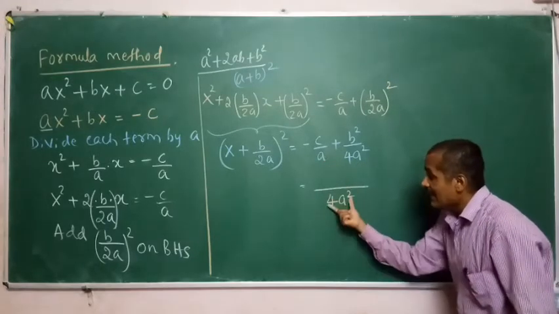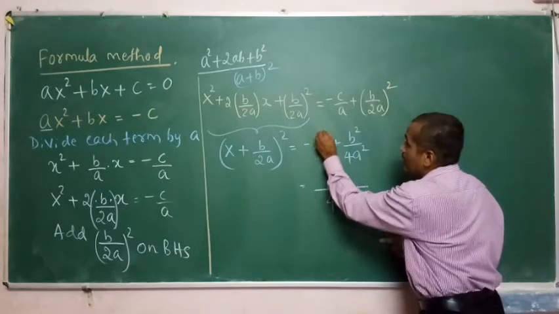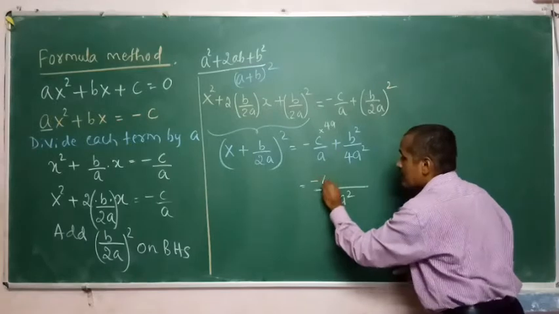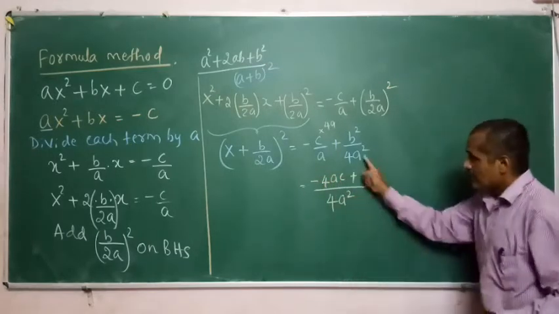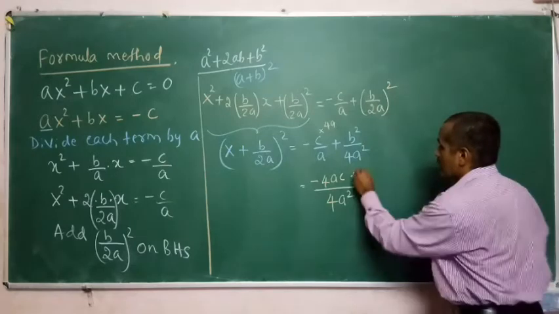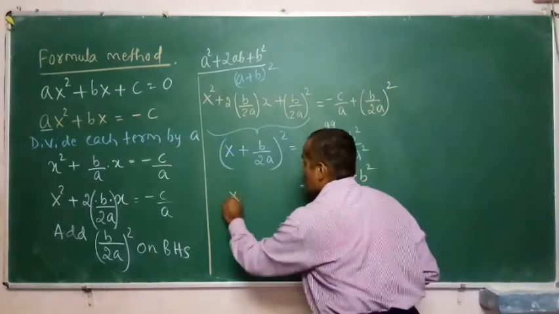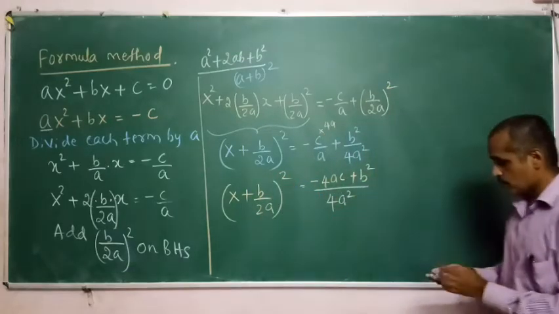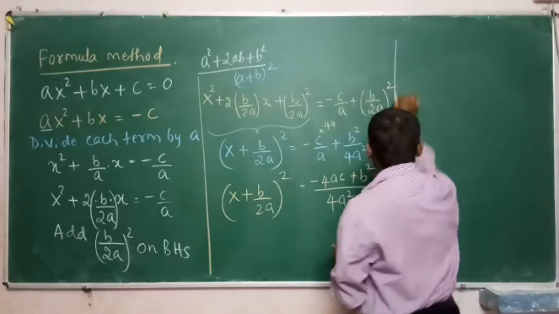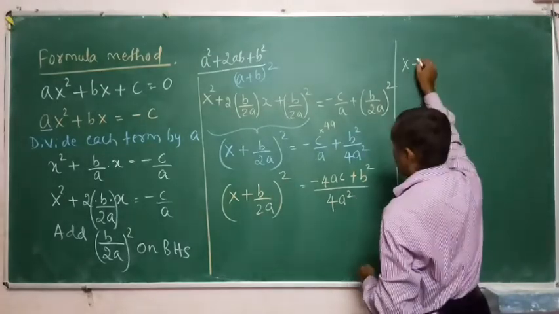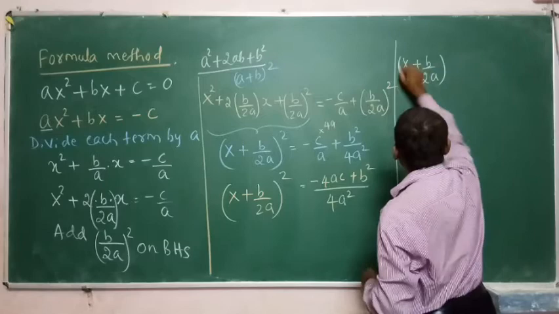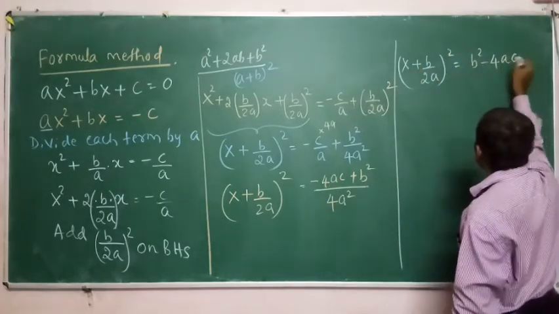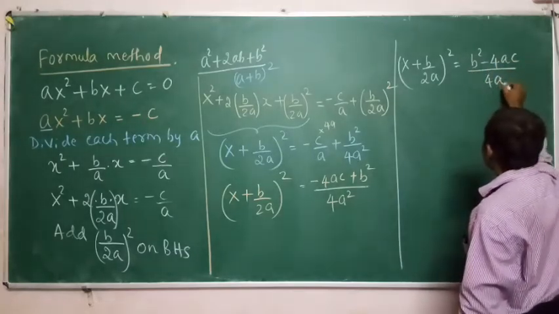Here it is, 4a square. That means multiply by 4a. 4a into c is 4ac, minus 4ac plus a square once up, multiply by 1, it is b square. What is this equal to? X plus b by 2a the whole square is equal to... let me simplify. If you simplify this, I will get b square minus 4ac whole divided by 4a square.